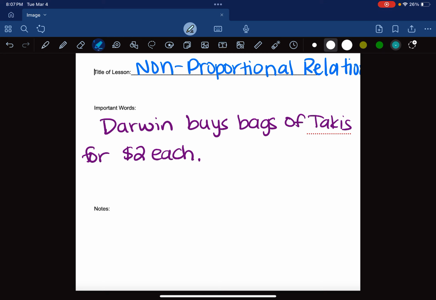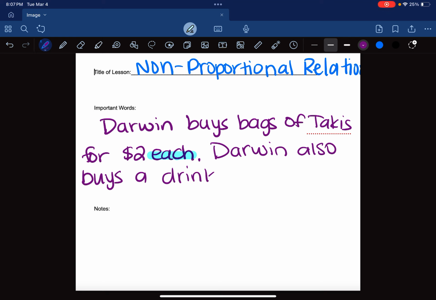We know that 2 is our slope because, remember, here's that word each. Each goes with 2. That represents my slope. But now for a non-proportional relationship, I need two numbers. I need something that will be added or subtracted. So in this case, I'm going to say that Darwin also buys a drink for $3.